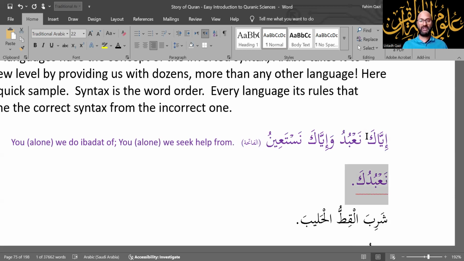But if I say na'buduka, does that mean I do not worship or do ibadah of anything else? It doesn't necessarily negate it. Because I can say na'buduka to a person who is a non-Muslim, like a Hindu or mushrik. He goes to a temple and worships one idol and says to that idol, a'buduka. He goes to another temple and worships another idol, a'buduka. He goes to a third idol and keeps repeating a'buduka.